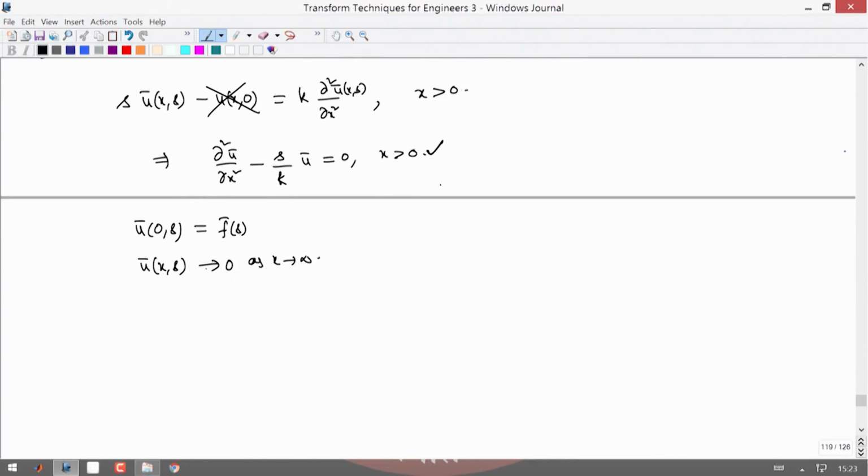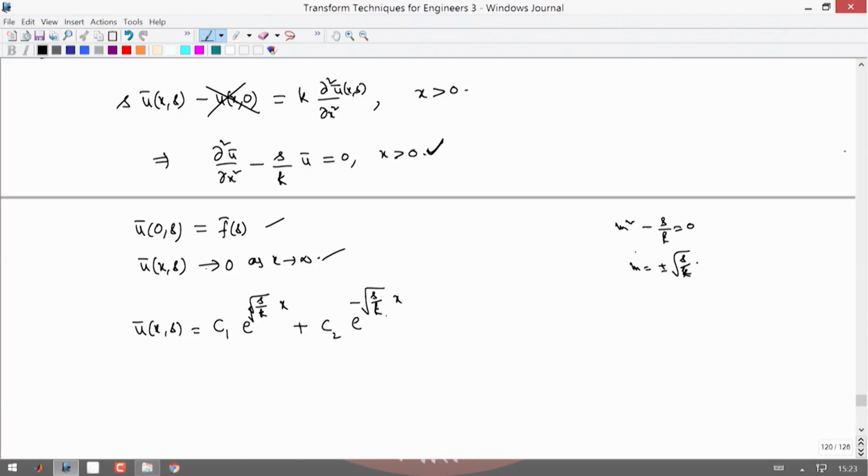So, if you solve this, what is the solution of this problem? For u bar of x, s, the complementary function is m square minus s by k is 0. So, that makes it m equal to plus or minus square root of s by k. So, you have c1 times e power root s by k times x, plus c2 times e power minus square root of s by k times x. This is your general solution of this equation.